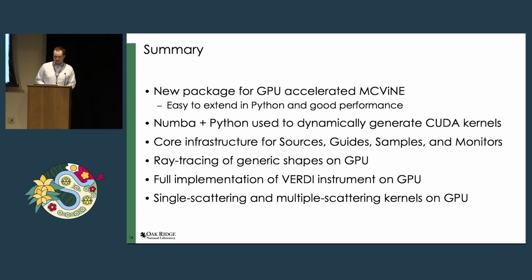So in summary, we were able to create a new package for a GPU version of MCViNE. This is easy to extend in Python, so the end result is that our scientists can write their own kernels in Python and achieve the performance benefits of that. We're able to use Python with Numba to generate kernels dynamically. We have core infrastructure for a lot of the main components of MCViNE: guides, samples, sources, monitors, things like that. We've implemented full ray tracing of generic shapes on the GPU, and we've implemented the VERITY instrument planned for STS. And we've done single scattering and multiple scattering as well.